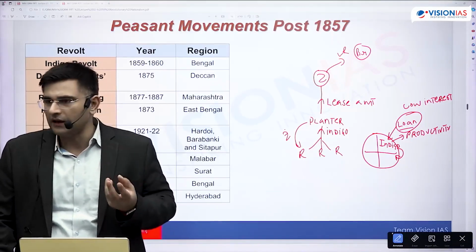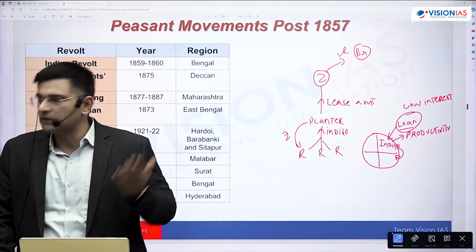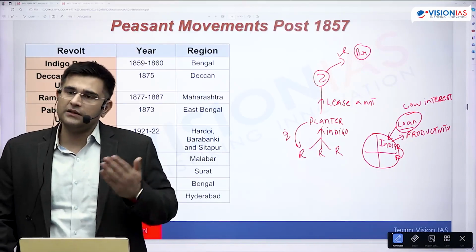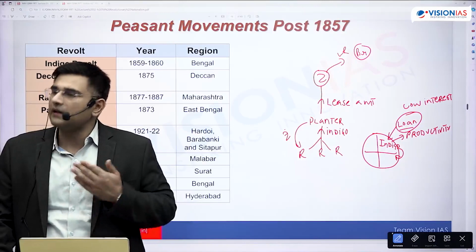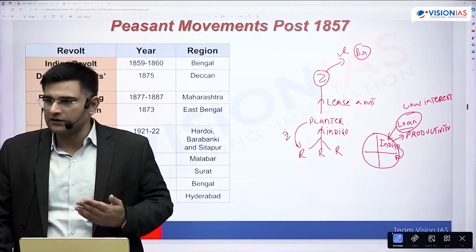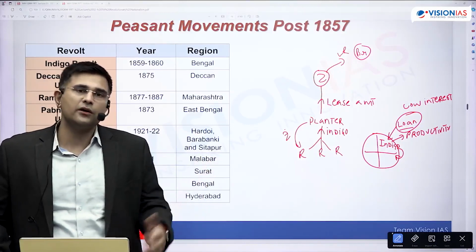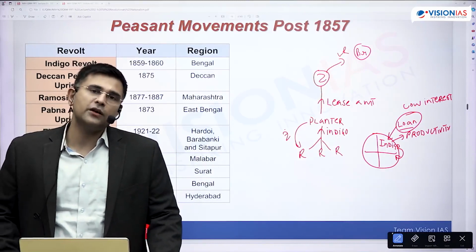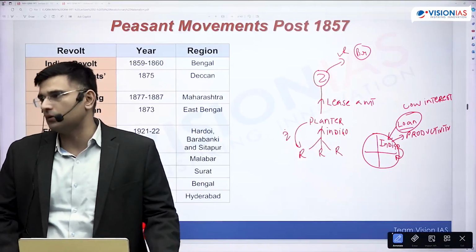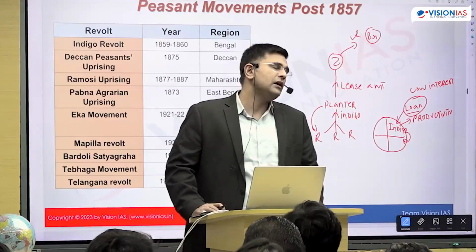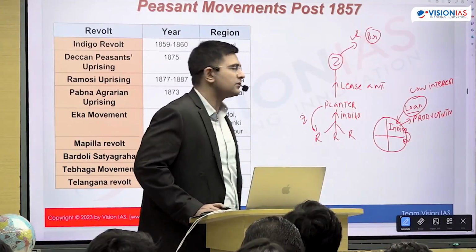So they pooled in money and fought the court case. Why were they fighting the court case? They said that we have occupancy rights, and why are we not able to pay the rents? We are not able to pay the rents because of this forced indigo cultivation. Had this forced indigo cultivation not been there, we would have been able to pay the rents, and there would not have been any ground for the European planter to remove us from the plot.